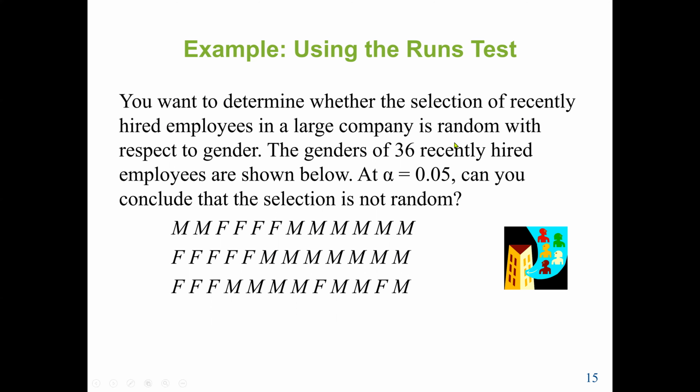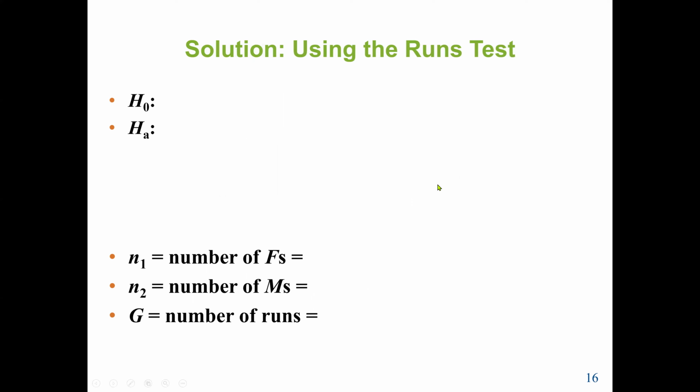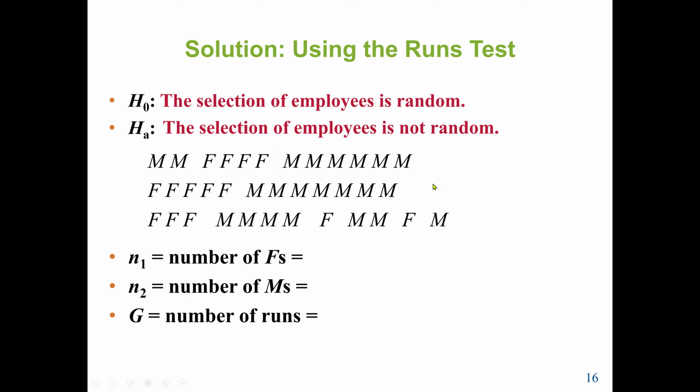So again, the same steps we are going to do. We state our H0, HA. H0 is always random, HA is not random. So H0: the selection of employees is random. HA: the selection of employees is not random. Then we look for the number of runs.